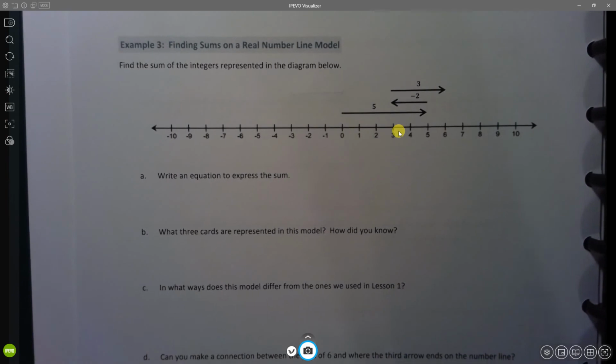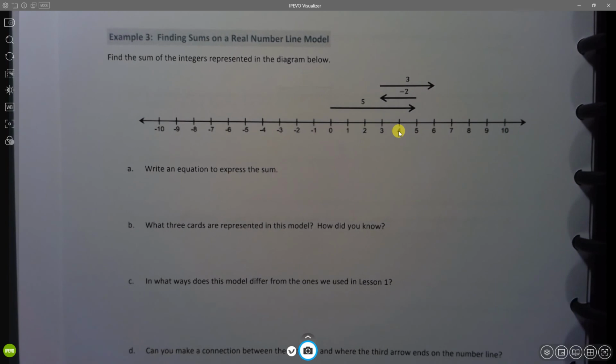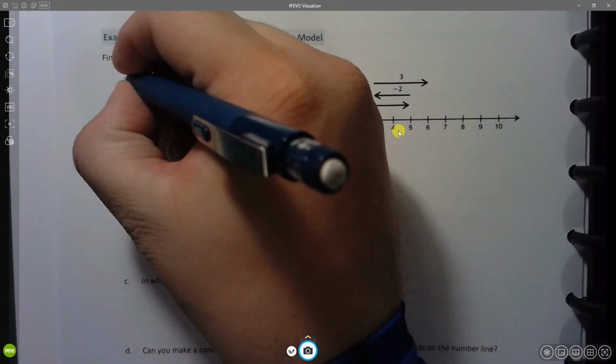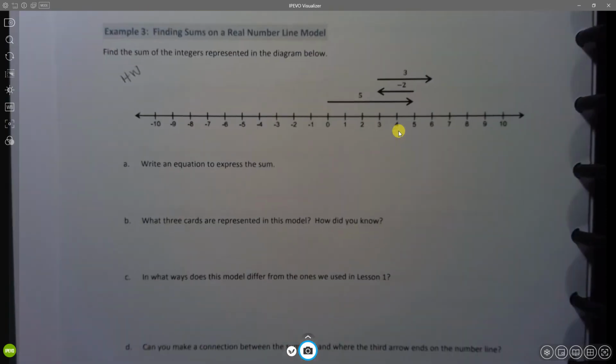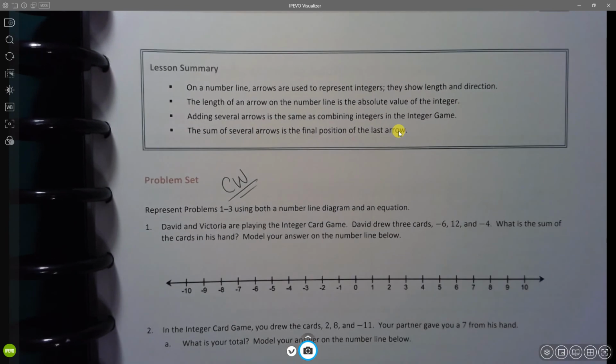Finding sums. Find the sum of the integers represented in the diagram below. Write an equation to express your sum. What 3 cards are represented in this model? How did you know? So forth. This one again, I'm not helping you. This problem is going to be for your homework tonight. You do those 3 problems for me, then we're good to go. The problem set is going to be our classwork tomorrow. We're going to discuss this in class.